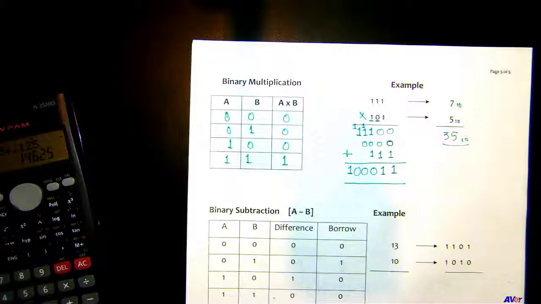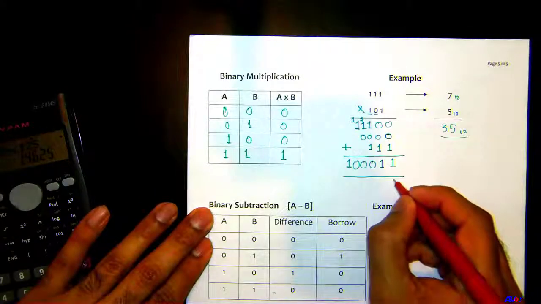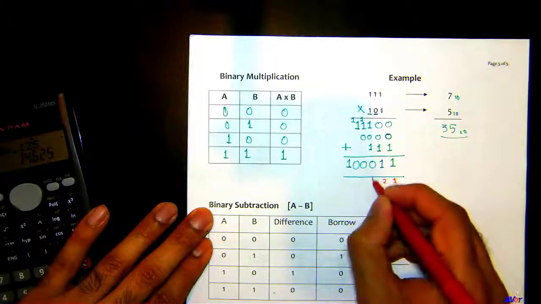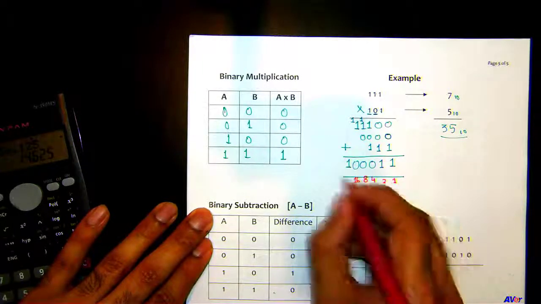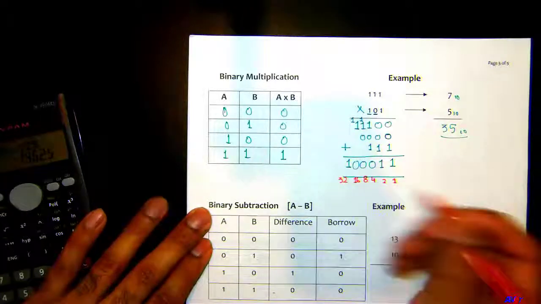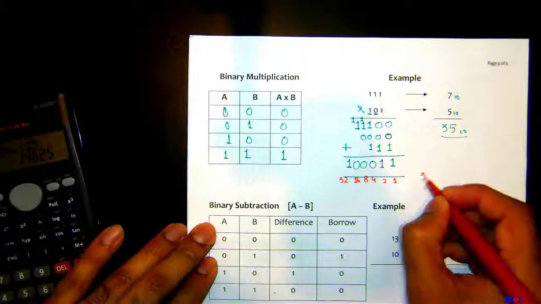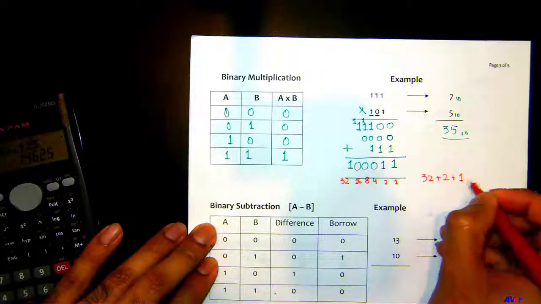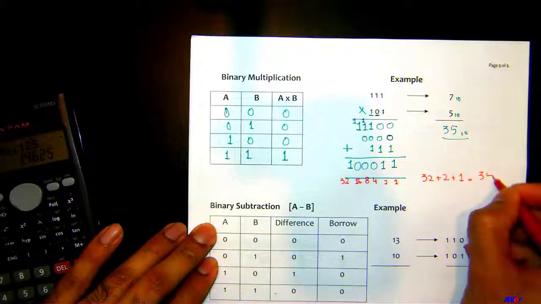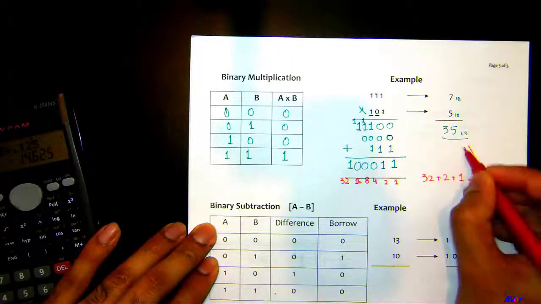Here, let's verify we got the right answer. The magnitude for each bit is 1, 2, 4, 8, 16, and 32, right? Okay, so we add these numbers, so we got 32 plus 2 plus 1. So that gives us 35. Again, matches.